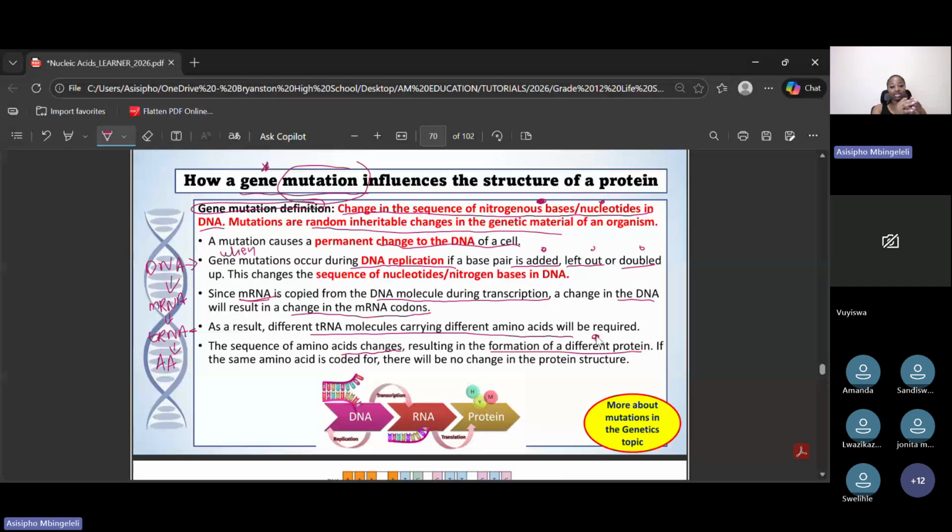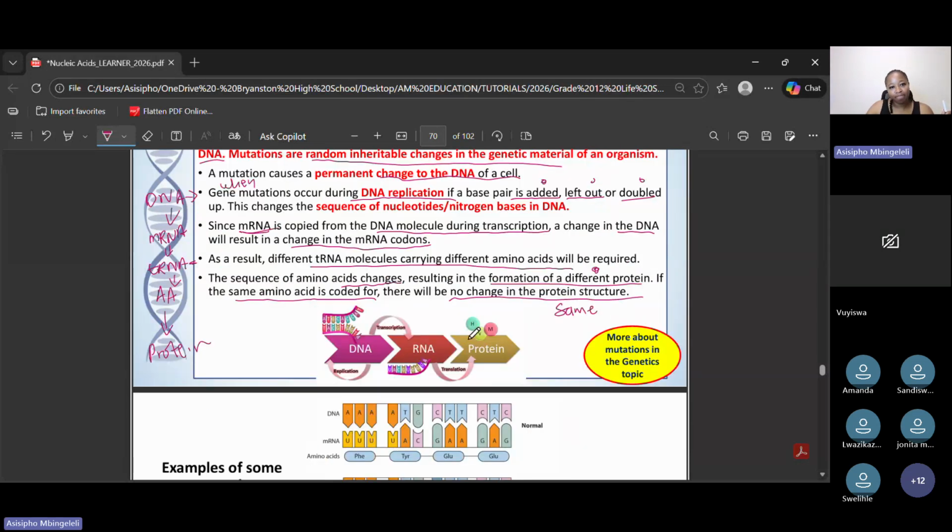If the amino acid name changes for that particular section, a different protein is going to be formed. But look at this. If the same amino acid is coded for, yes, there was a change, but for that section the same amino acid is coded for. There will be no change in the protein structure, meaning the protein will remain the same. This is the sequence that you follow.